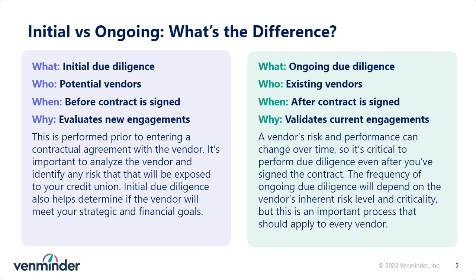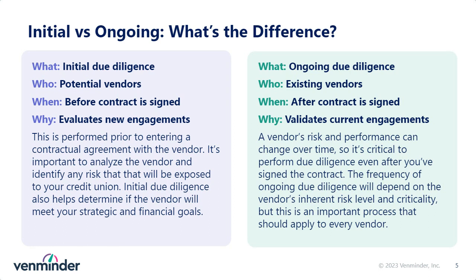The first round of due diligence helps your credit union identify and understand the vendor's risk and any controls that are in place. It's also a good way to take an overall view of the vendor to confirm whether it's really going to help you achieve your strategic and financial goals.